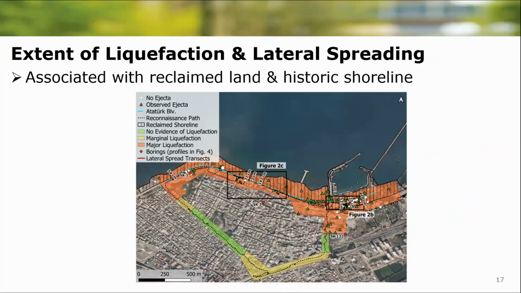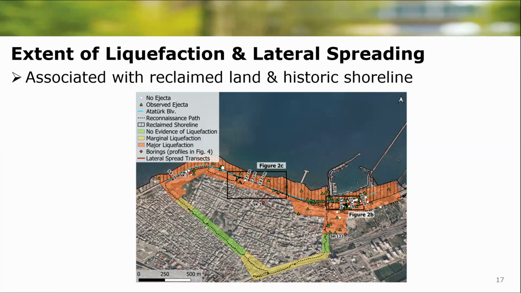All right, so now talking about what we saw on the ground in Iskenderun. Like I said, there was a lot of liquefaction and lateral spreading that coincided with the historic shoreline, which runs about along that blue line there, and also, of course, on the reclaimed land. I have observations of ejecta that were observed by some of the first reconnaissance teams, as well as areas where we took lateral spread measurements with those displacements plotted there.